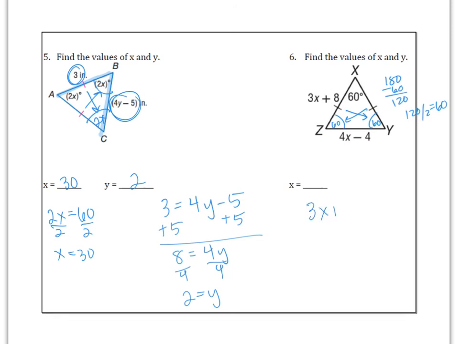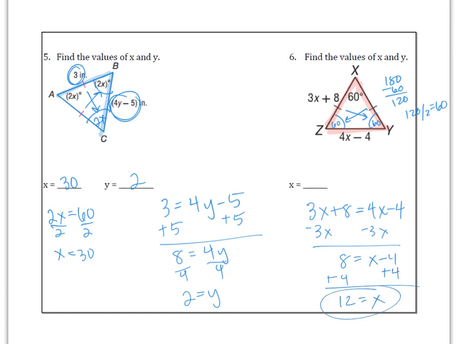So the 3x plus 8 will equal the 4x minus 4. This side right here will equal this side, and it will equal this side. So all 3 sides will be equal. So pick the 2 that we have marked and set them equal to each other. And then solve. So minus your 3x. 8 equals x minus 4. Add your 4. 12 equals x. And you're done.